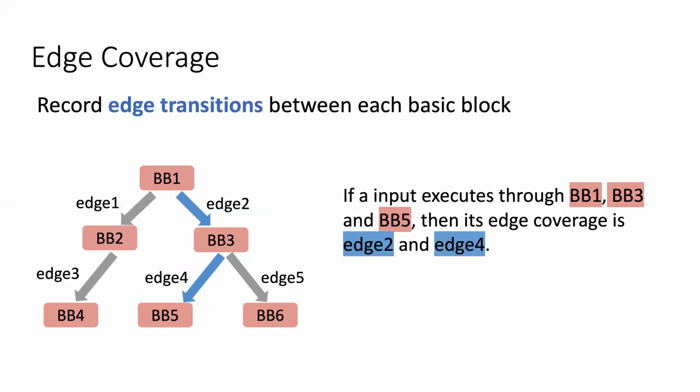The fuzzer maintains an edge bitmap to keep track of the edge coverage. In an edge bitmap, when an edge is exercised, it will be marked 1, else it will be marked 0, and we can have a bitmap like this.